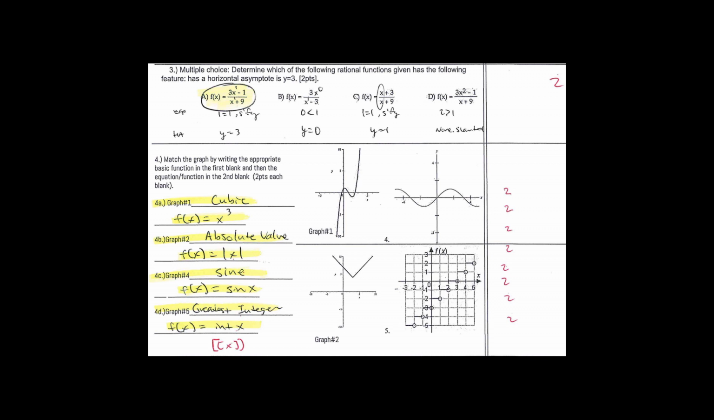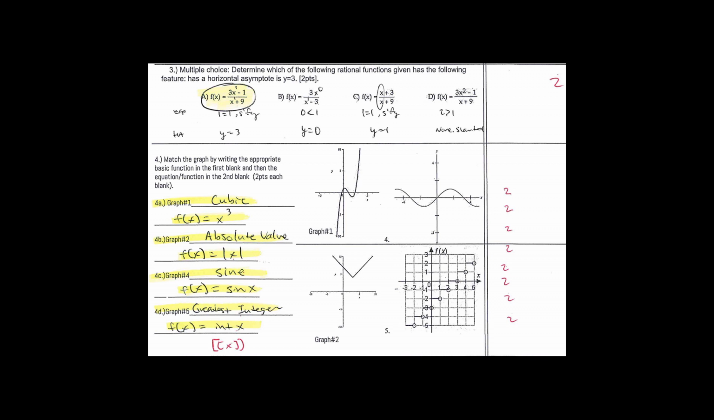For number 4, you just have to know what type of functions there are from that one packet a while ago. Graph number 1 is a cubic function, and the parent function of a cubic function, the most basic form, is y equals x cubed.